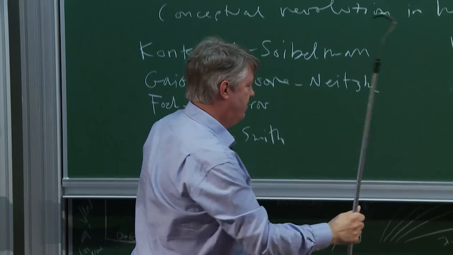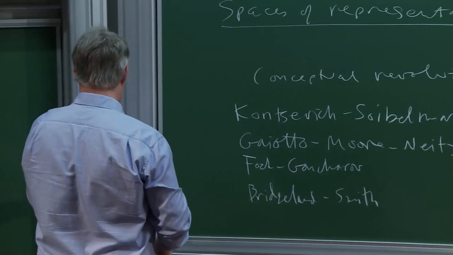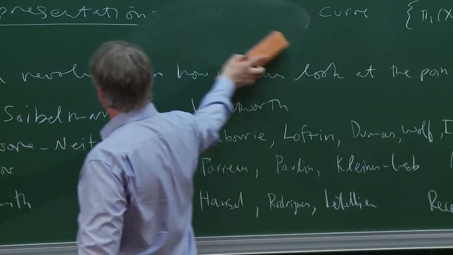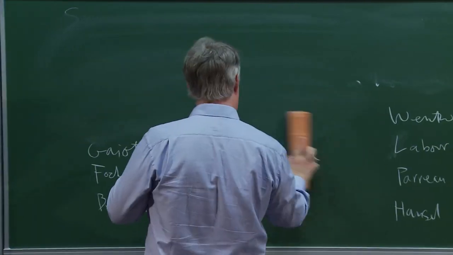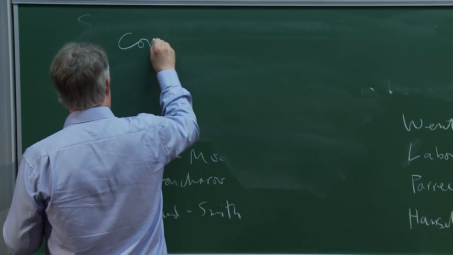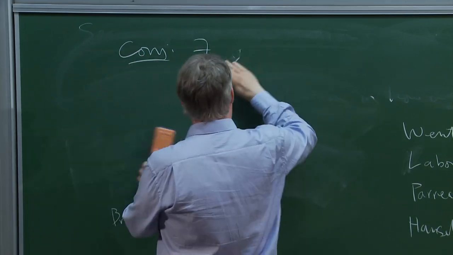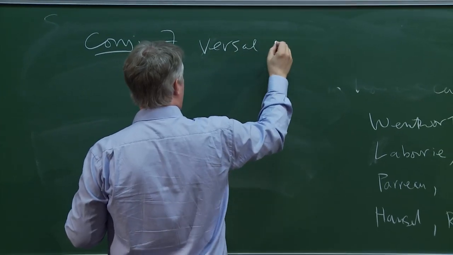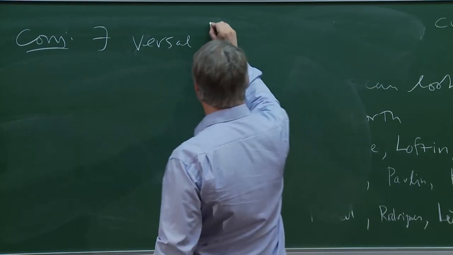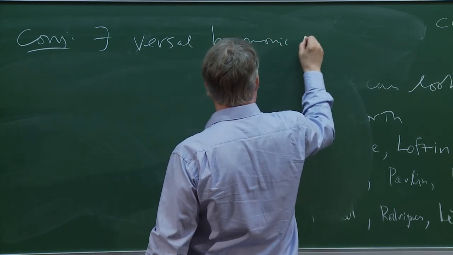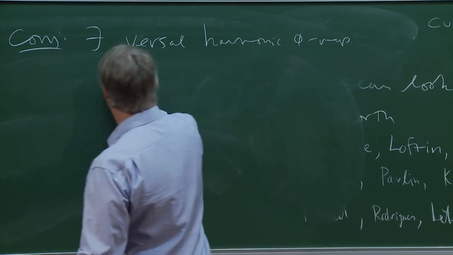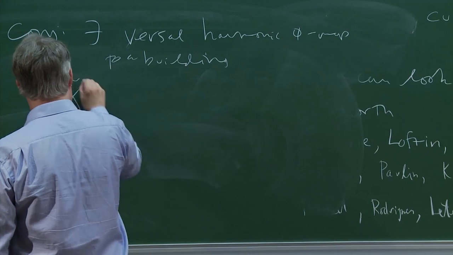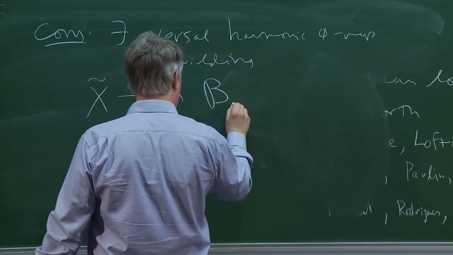So then the statement which we'd like to show is just that we have the same universal property. But let me put this as a conjecture. So the conjecture is that there exists a versal, in fact, it's for some reasons which I can't explain, there exists a versal harmonic map phi to a building from x tilde into some building B depending on phi.